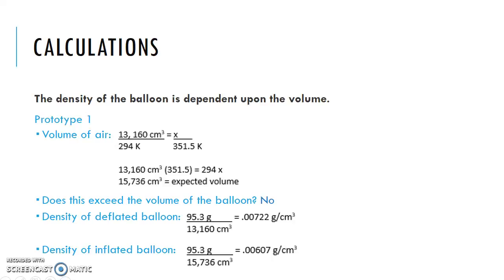Calculations. Charles's law is apparent because the volume of the inflated balloon is greater due to the fact that it is warmer inside of the balloon. This accounts for a greater density of the deflated balloon than that of the inflated balloon. This is why the inflated balloon is able to fly.